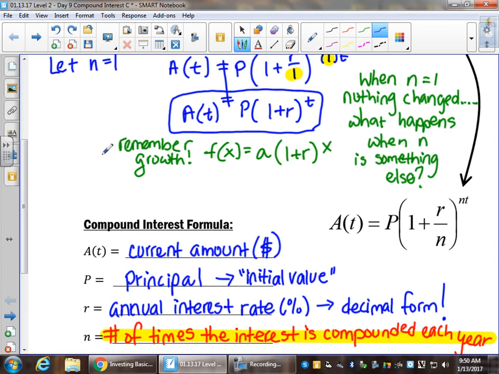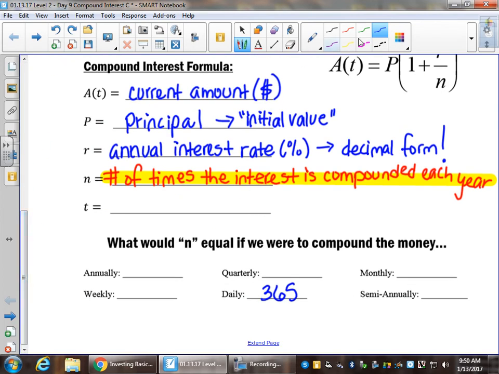Am I good to scroll down? Okay. Any ideas? 52 weeks. 52 weeks in a year. Good. What else do we know? Annually is once. How about these other ones? Careful. Quarterly. How many quarters in a dollar? 4. How many quarters in 1 year? 4. What else do we know? Monthly is 12. Semi-annually cuts the year in half, so it's 2.